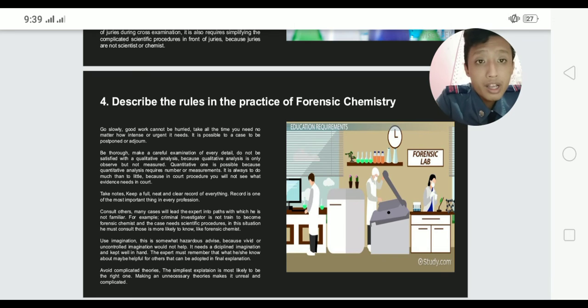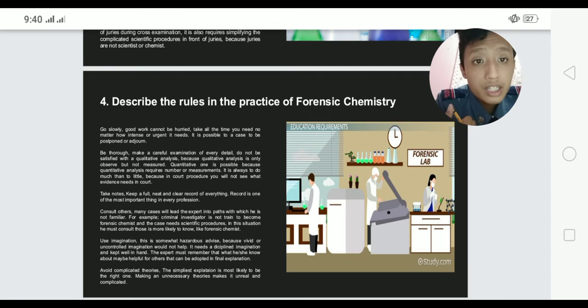Be thorough. Make a careful examination of every detail. Do not be satisfied with the qualitative analysis because qualitative analysis is only observed but not measured. Qualitative kasi naobserbahan mo lang, ngunit hindi mo nabilang. Samantalang ang sinasabi naman dun sa may quantitative, measured yun, gumagamit ng mathematical equations. Yun lang yan. Take notes.